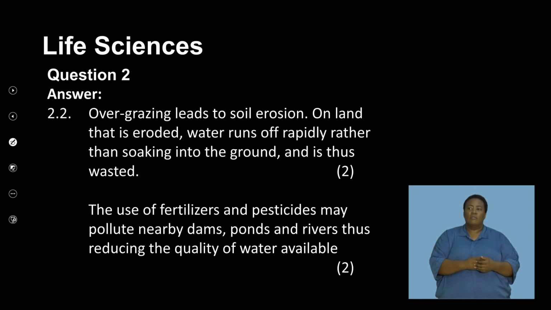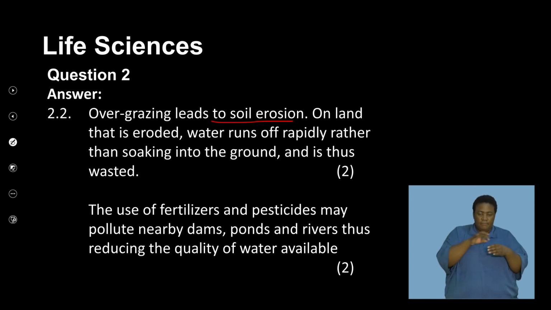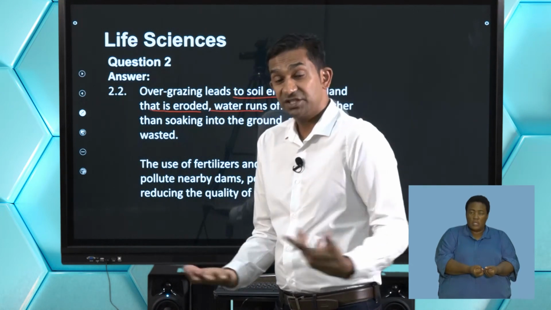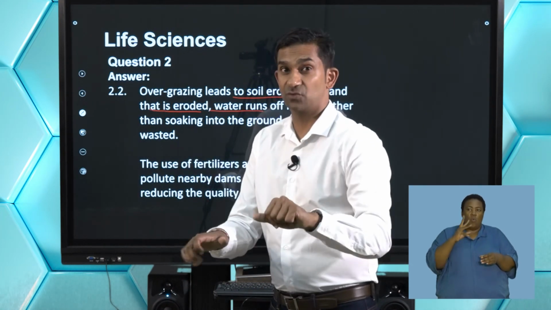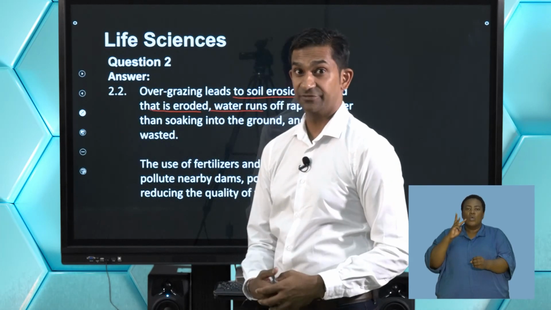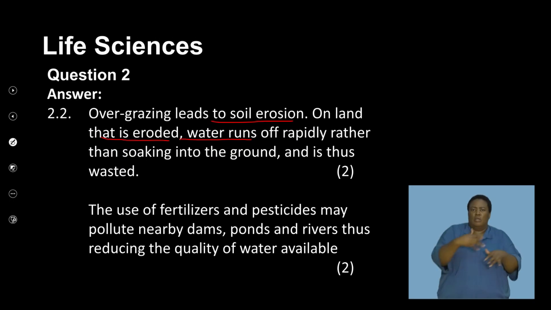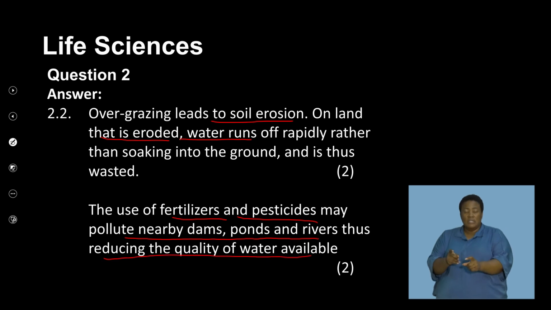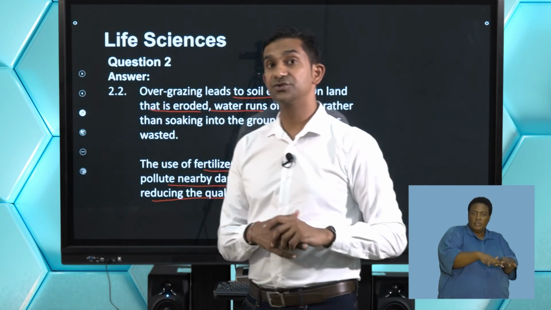Okay, so overgrazing leads to soil erosion, and hence you can see that when the soil is eroded, water runs off rapidly from the surface and is not absorbed into the soil. So having vegetation slows down the movement of water, and that allows for more water to be able to absorb into the surface. So it's important that we prevent overgrazing. Okay, the use of fertilizers and pesticides may pollute nearby dams and water and rivers, reducing the quality of water available. And we saw that with eutrophication.